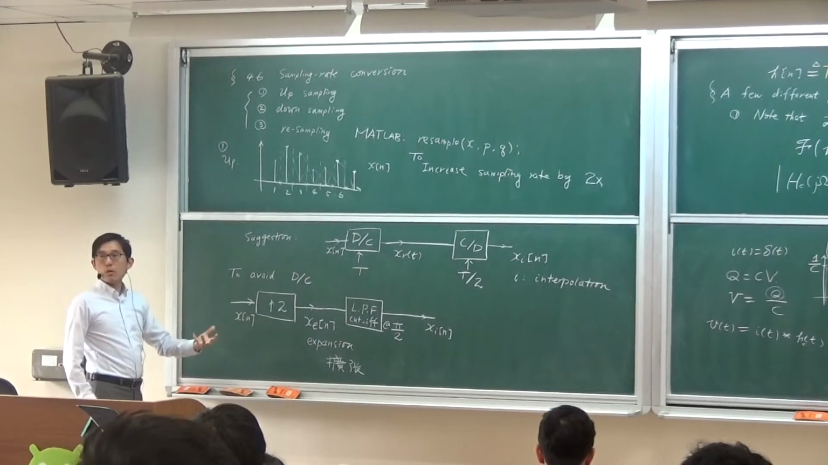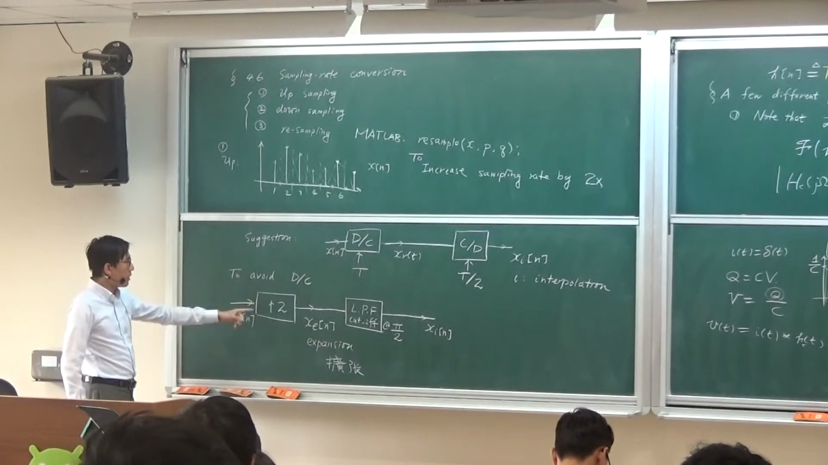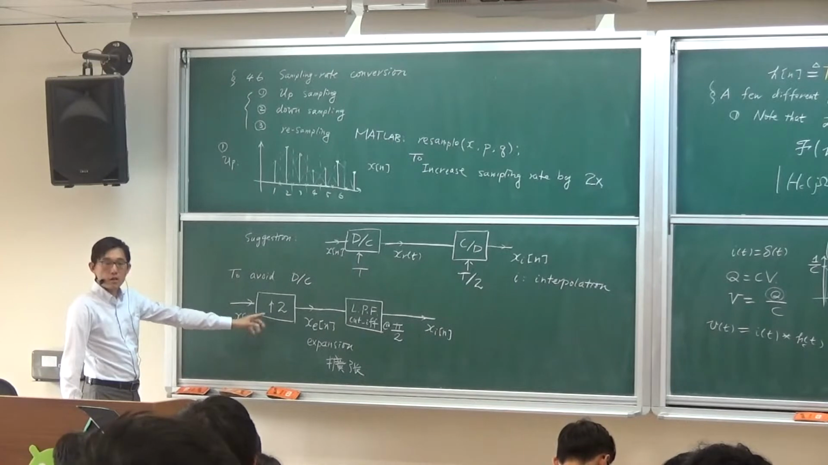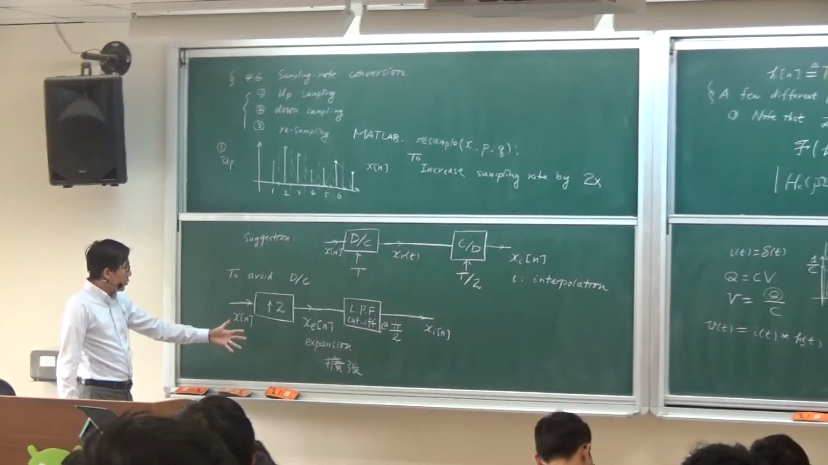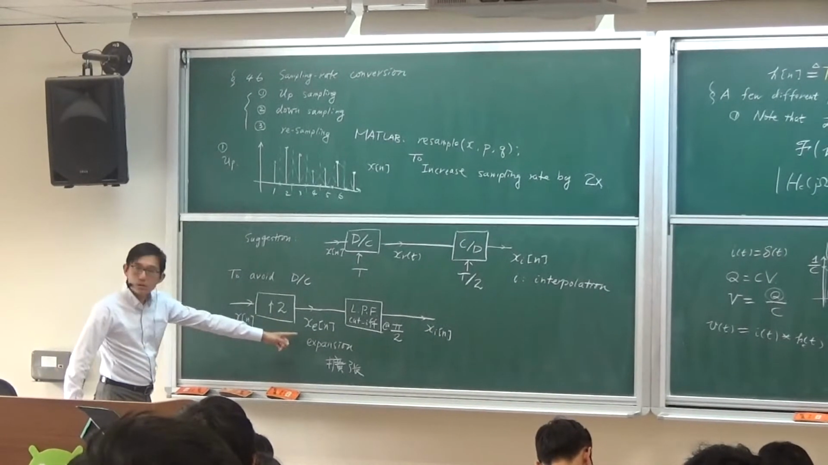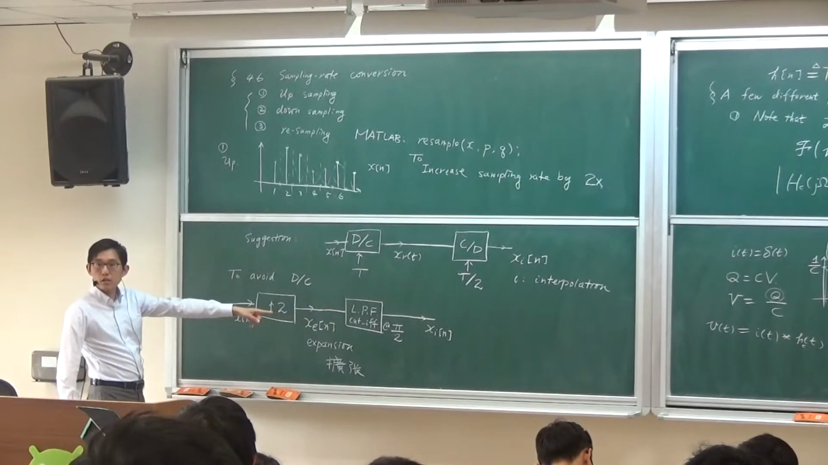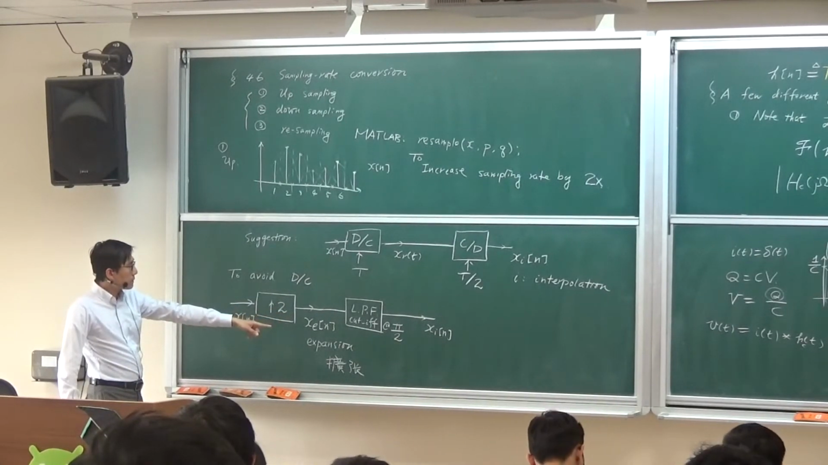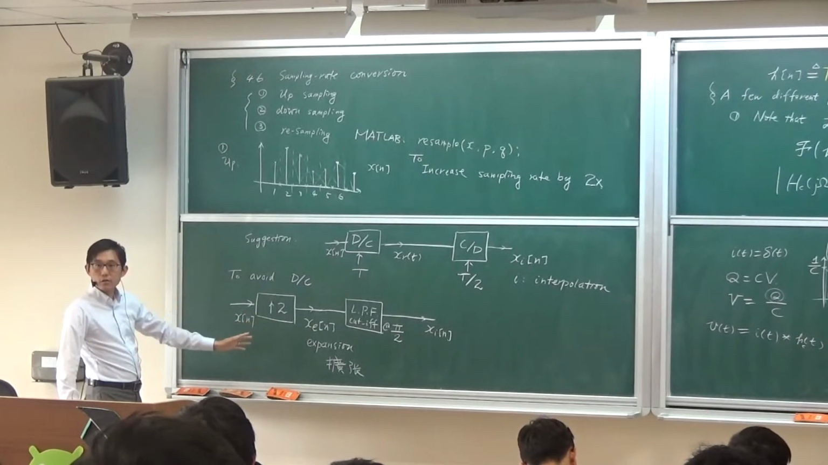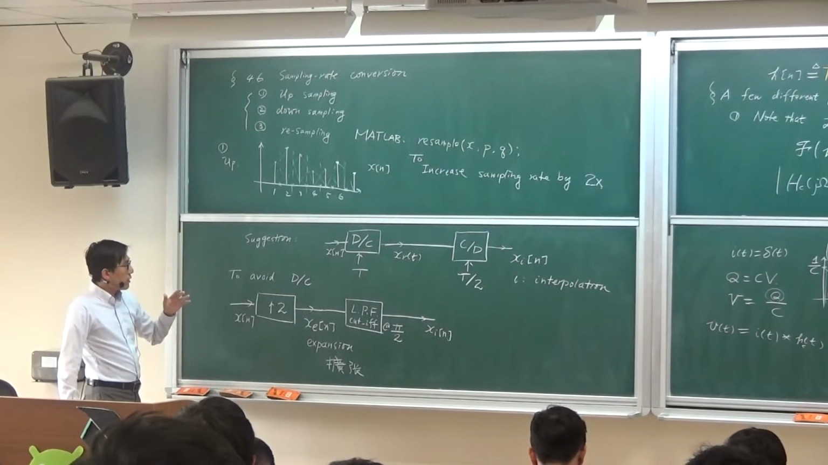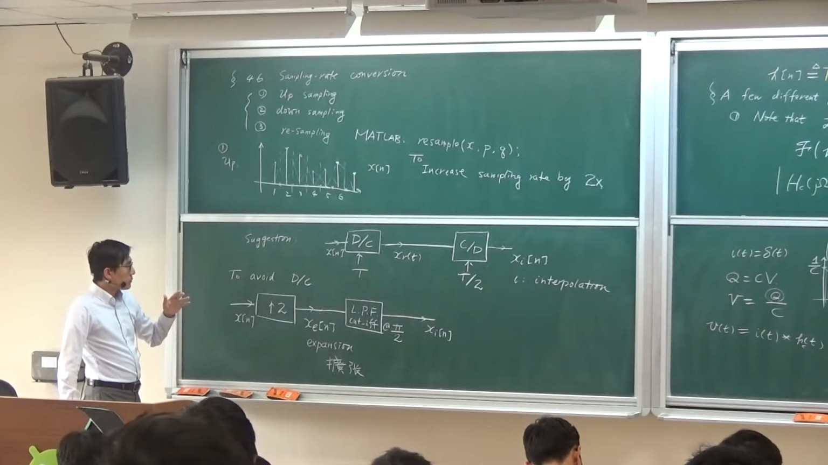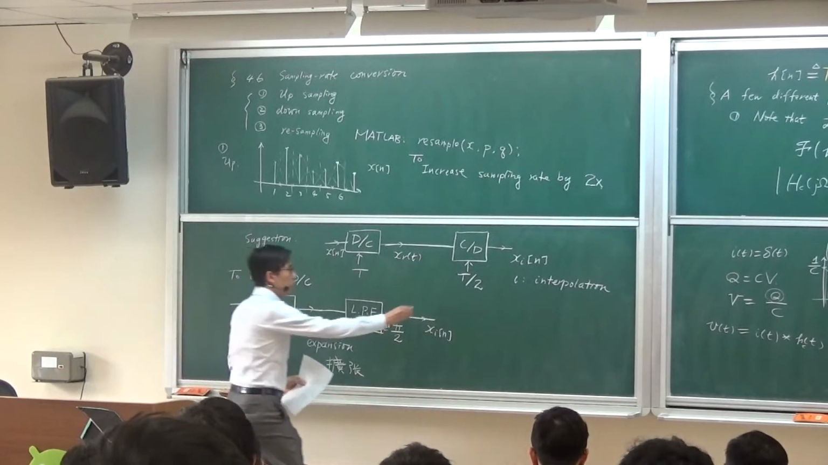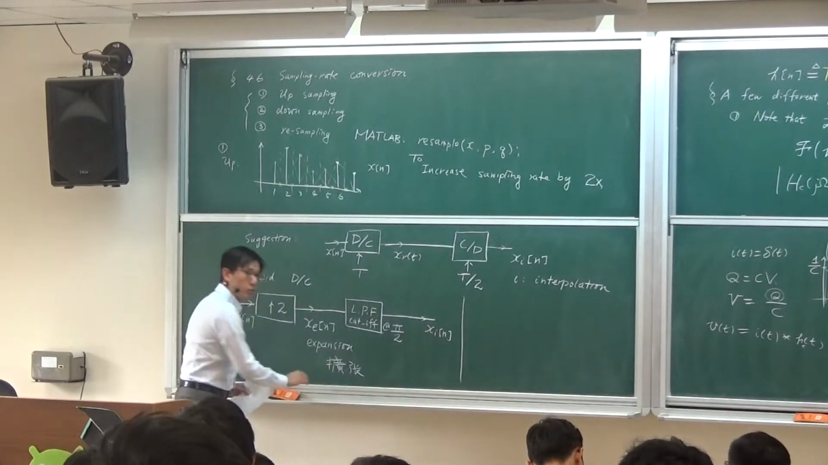To upsample, taking the example of upsampling by 2 as our example, we will first expand the signal and then perform a low-pass filter. Okay? And so that's our idea. Okay, so that's pretty much what I want to share with you today.